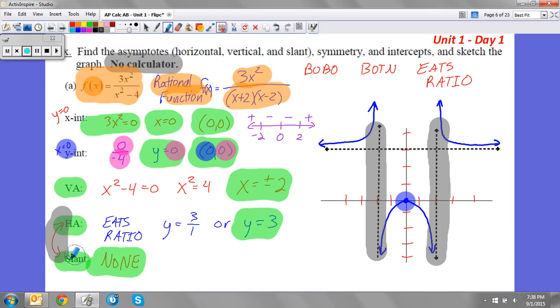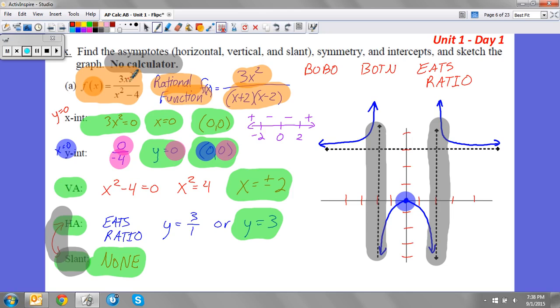If you have an HA, you will not have a slant or anything under this category. But if you don't have a horizontal asymptote, you can and will have either a slant or a quadratic or a cubic. It depends on how much difference there is between the top degree and the bottom degree. In this case, they're the same. We'll discuss what that means in just a bit.